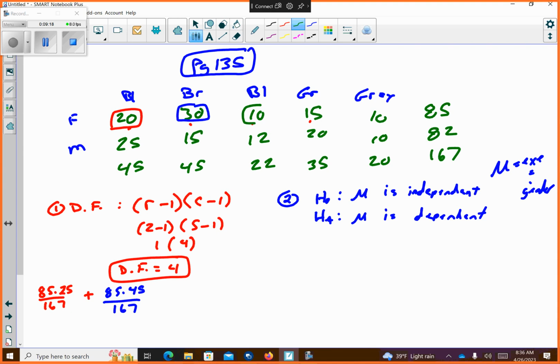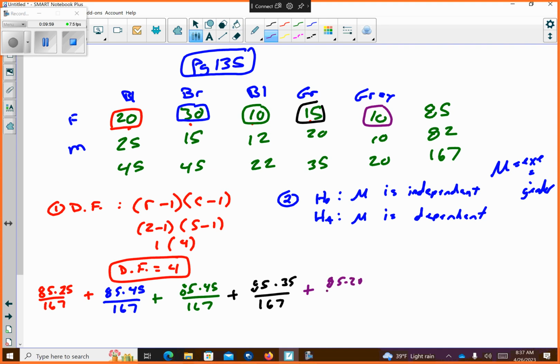If I wanted to find this one, this is going to be plus 85 times 45 divided by the 167. I want to find this one, it's going to be 85 times 35 divided by the 167. If I want to find this one, that's going to be plus 85 times 20 divided by 167.